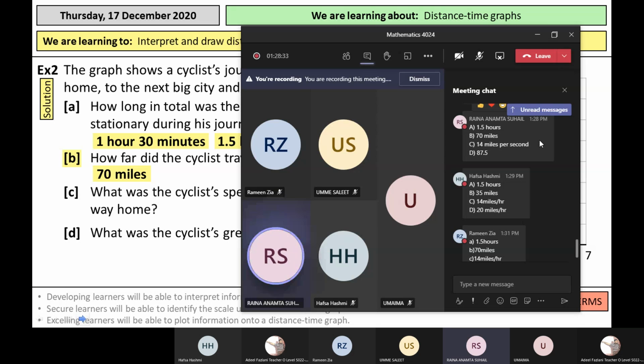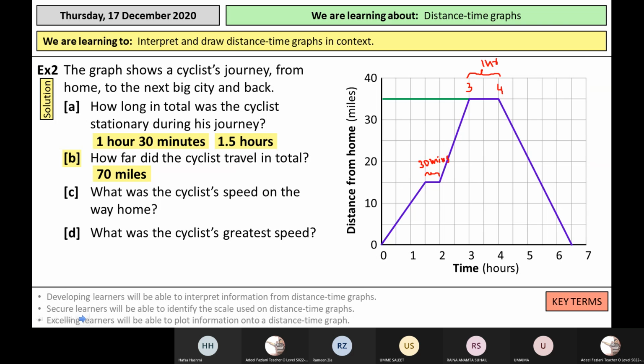Can you just tell me the concept behind the 70 miles? Can you just go with the explanation? Yes, sir. The question is, how far did the cyclist travel in total? The total distance means the distance that it took to get someplace, and the distance that you travel to get back from there.